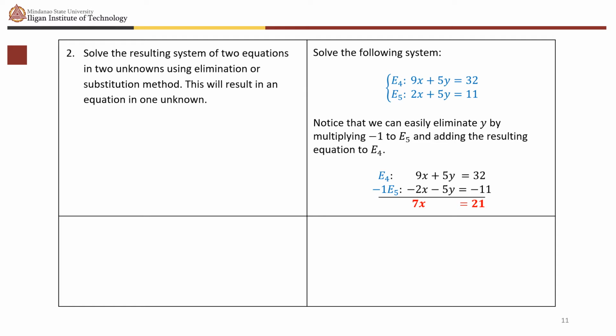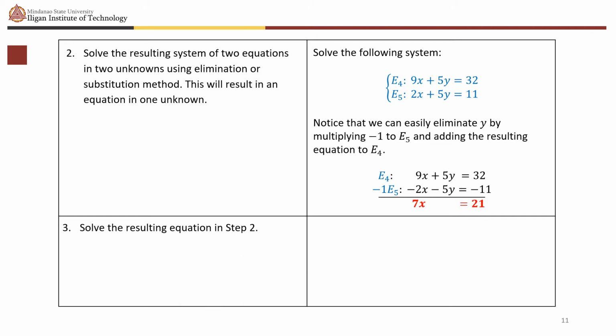So notice that we can eliminate y by multiplying E sub 5 by -1 and adding the resulting equation to E sub 4. That is, E sub 4 is 9x plus 5y equals 32. Multiplying E sub 5 by -1 will give us minus 2x minus 5y equals minus 11. And then adding them will give us 9x minus 2x is 7x, 5y minus 5y is 0, and 32 minus 11 is equal to 21.